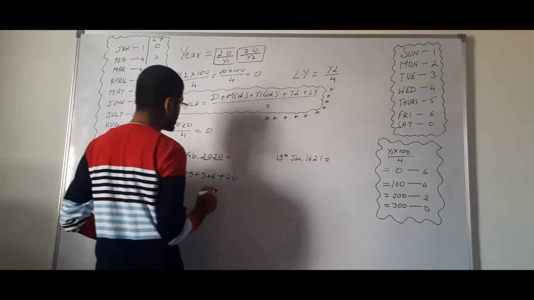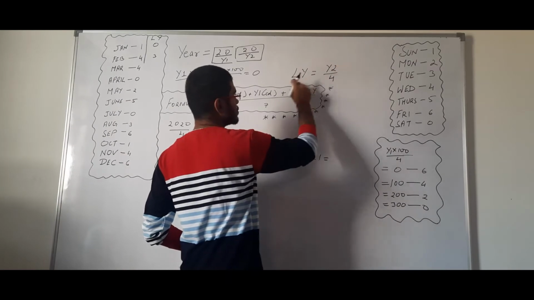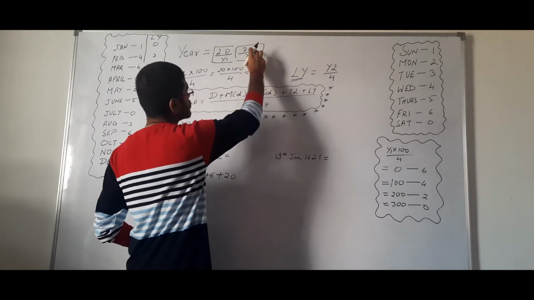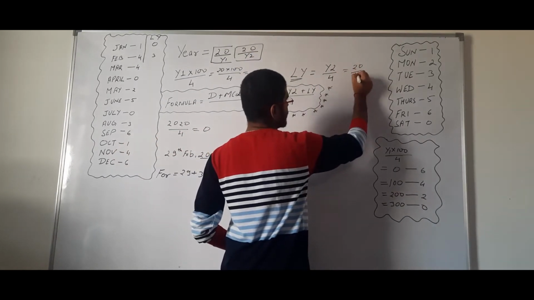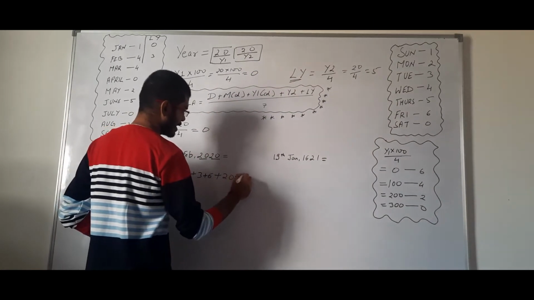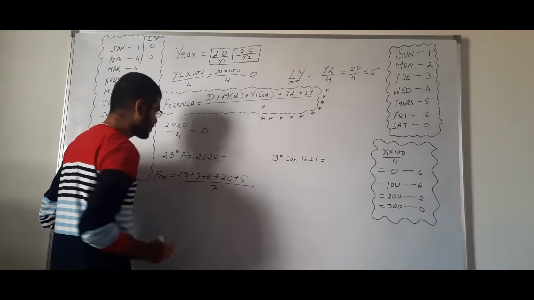Then we need to count the leap years. How to count the leap years? Leap year count is equal to year 2 divided by 4. What is year 2? Year 2 is equal to 20. So we write 20 by 4, that is equal to 5. So here we will add 5 and then this entire thing we will divide by 7.